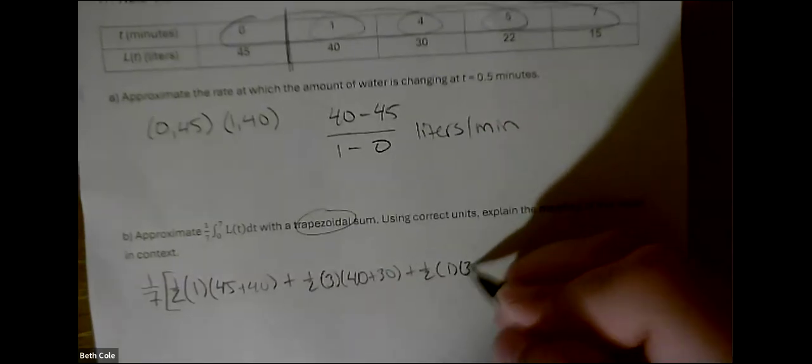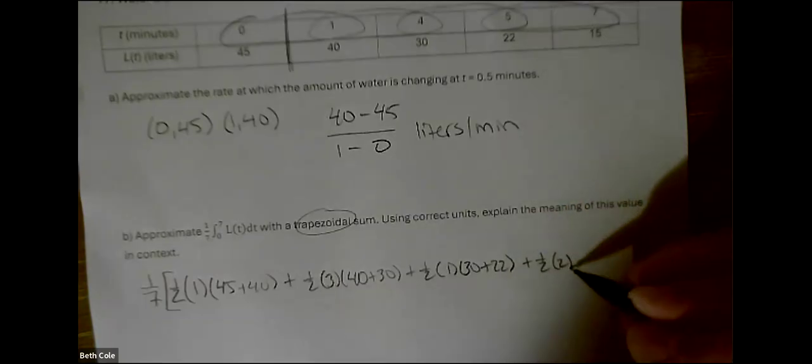1/2, you just have that because it's part of the trapezoidal formula. Length of the sub-interval, 0 to 1 is 1. Add the bases together, 45 plus 40. And then do it again, 1/2, 1 to 4 would be 3, and then 40 plus 30. And then again, 1/2, 4 to 5 would be 1, 30 plus 22. And then last one, from 5 to 7 would be 2, and then 22, oops, 220. Why on earth did I write that? 22 plus 15.